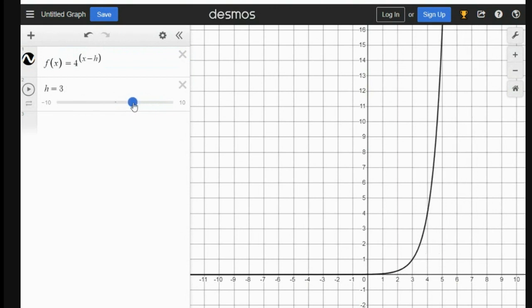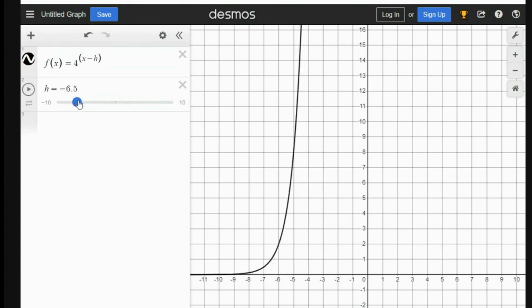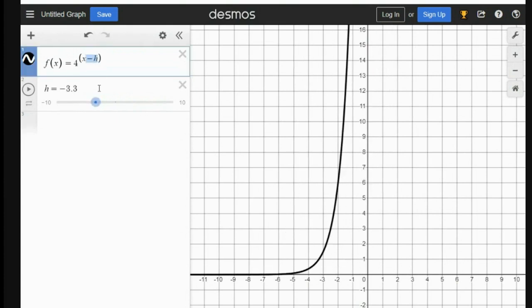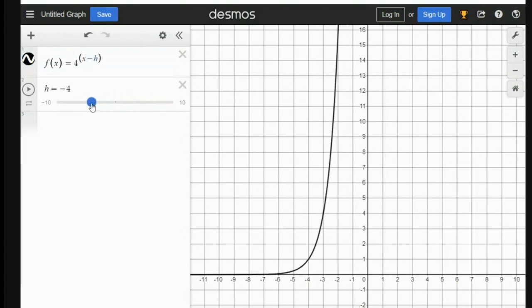If h is a negative number, it moves left. Now notice we're subtracting h. So in order to move left way over here, h would have to be -4. I'll just take off the slider. x minus -4, which we also see as x plus 4. That's the same thing. It didn't change the graph at all.